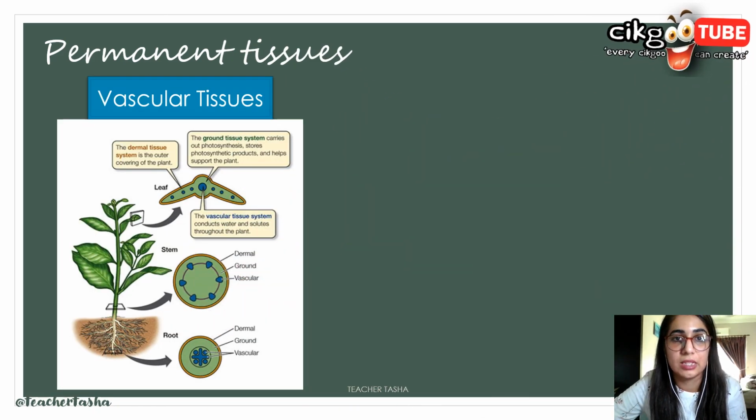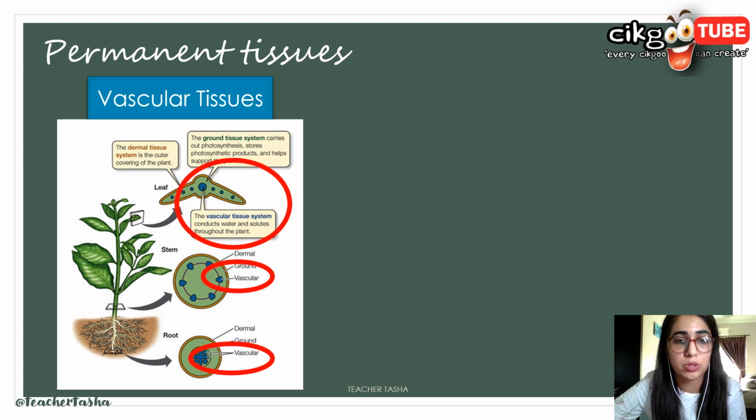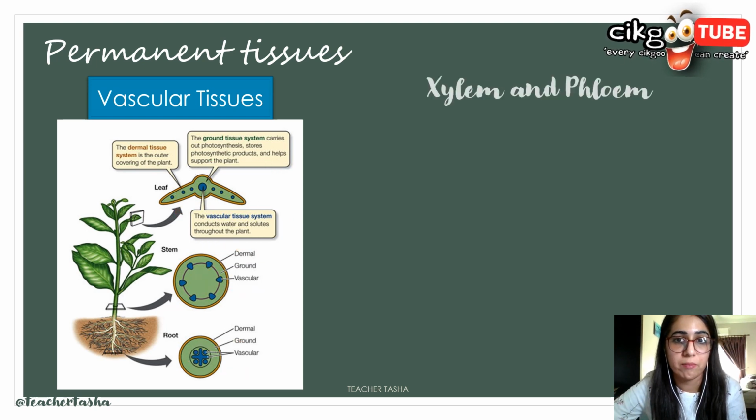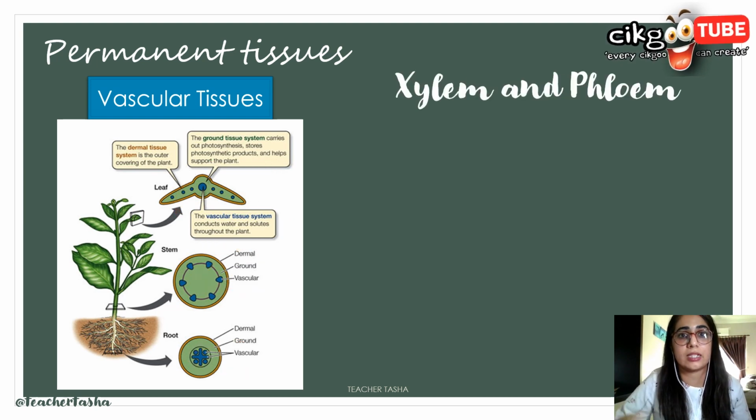Now let's look at vascular tissues. We have vascular tissues in all parts of plants: in leaves, in stems, and also in roots. Vascular tissues are continuous throughout the plant, which means from the root until the leaves they are connected, although their position is slightly different. They consist of xylem and phloem tissues.